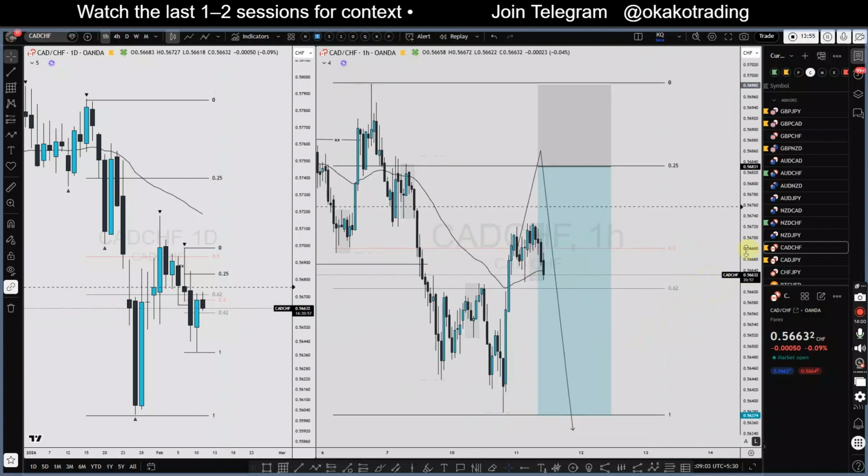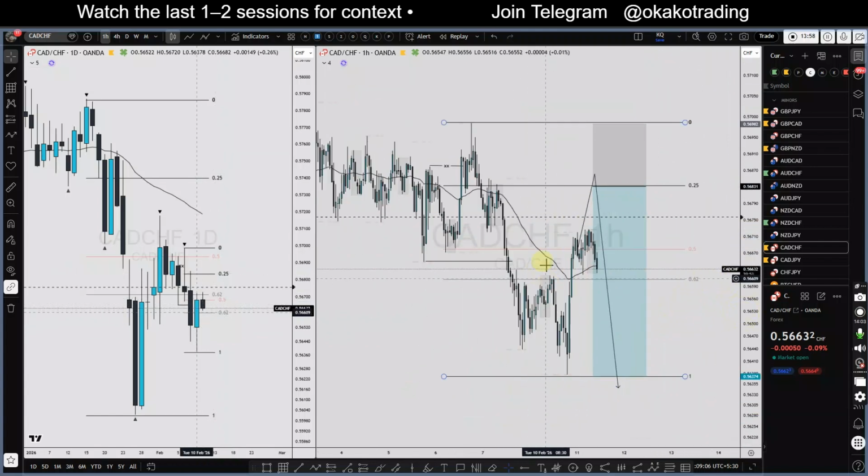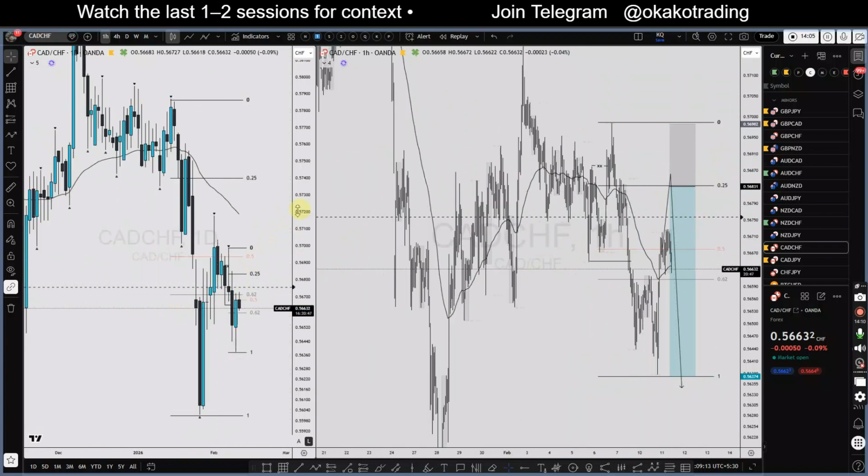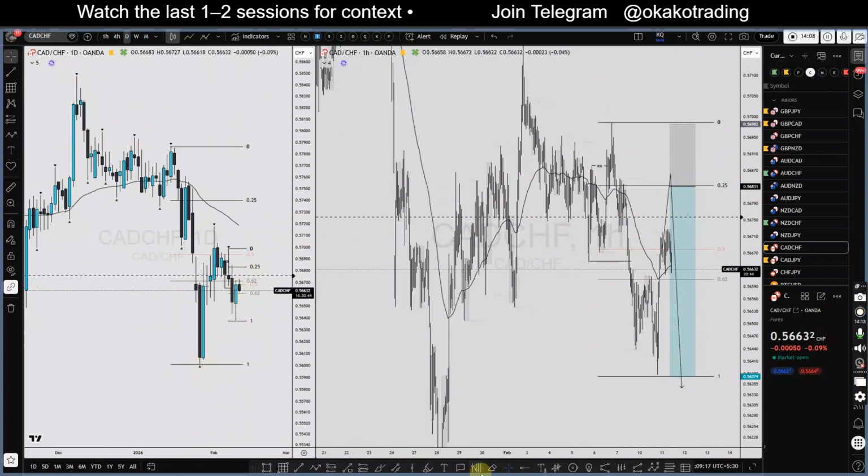CAD CHF. I have my pending order around this level. I'm looking for short. This is a clean sweep of liquidity then breakout structure. Overall, we are currently dropping from a premium price range. And I'm targeting towards this low.